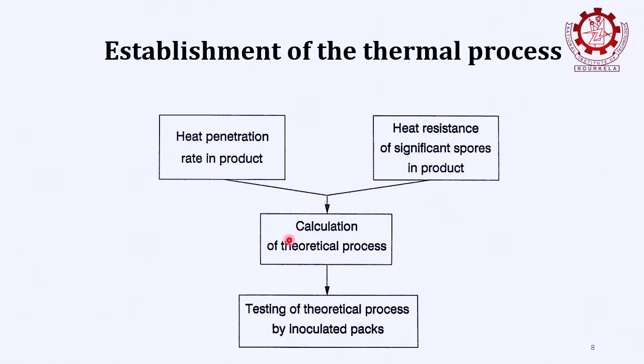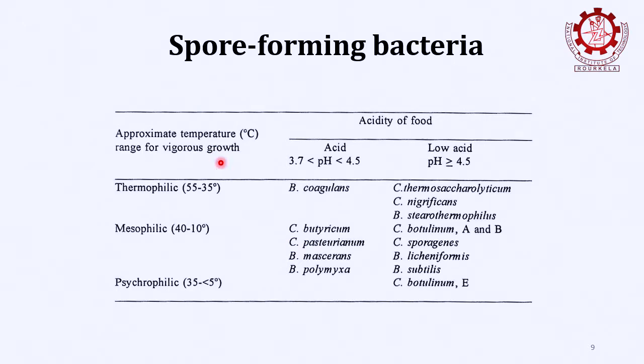I think part of that calculation we will do a little bit this afternoon or sometime during the course of the short course. And these are some of the spore forming bacteria for low acid and high acid products, depending upon the pH. And this is a classification based on their growth at temperatures. So thermophilic will grow at high temperature, mesophilic somewhere in between, and psychrophilic could grow at refrigeration temperature. So depending upon whatever storage condition you are selecting, you would target that bacteria for your process design.